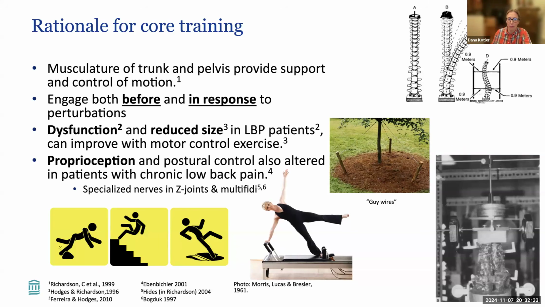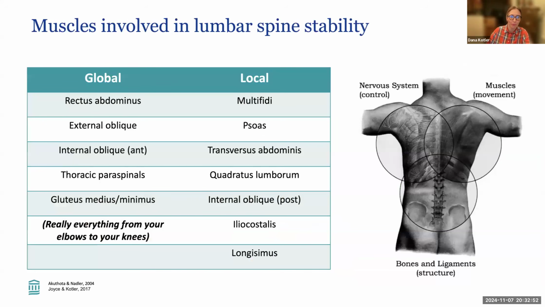We also know that people who have chronic low back pain lose the proprioceptive ability of their lower back structures. So we have these specialized nerves in the joints of the spine that give us proprioception. It tells us where we are in space, and it helps us maintain our postural control. And that gets messed up as well when you have dysfunction in your lower back.